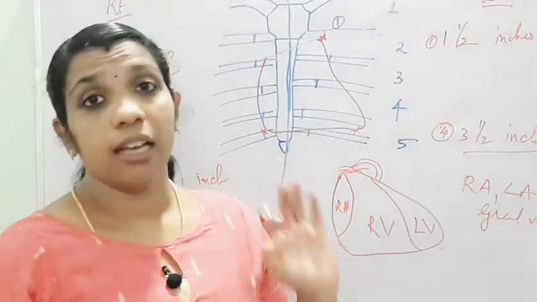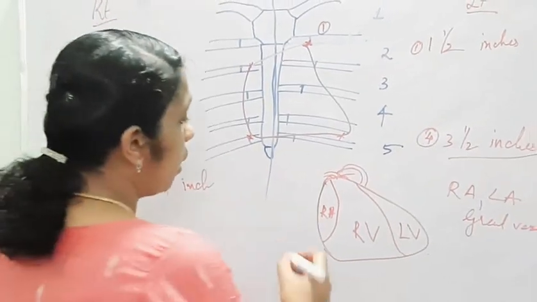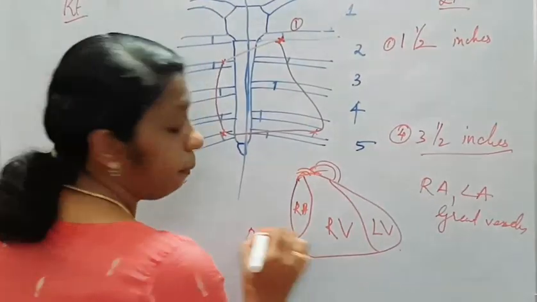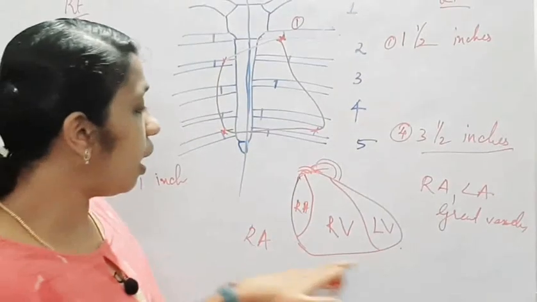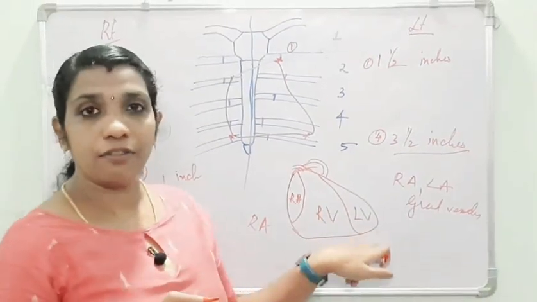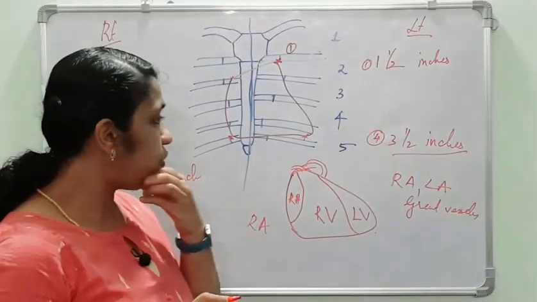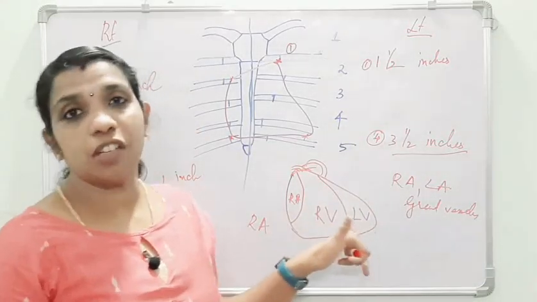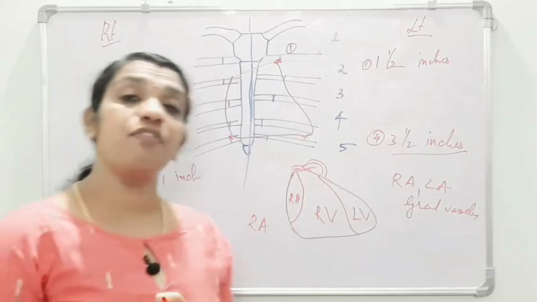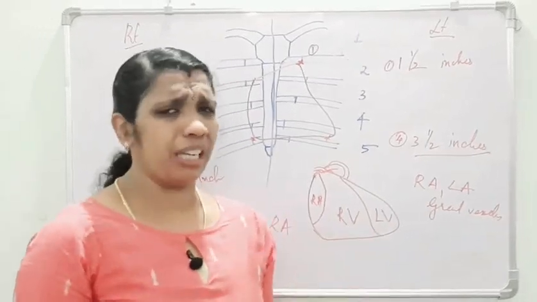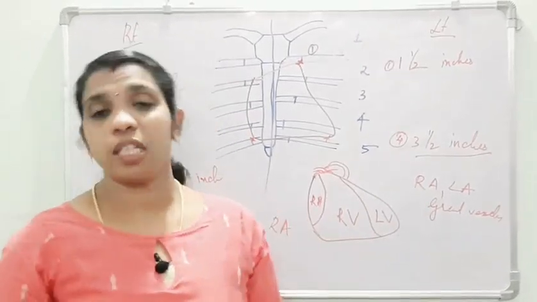Then the right border of the heart is formed by the right atrium. Okay, then the inferior border is formed by the right ventricle and left ventricle. Then the left border is formed by the left ventricle and a part of the left atrium also, or left auricle. Okay, this forms the borders of the heart.